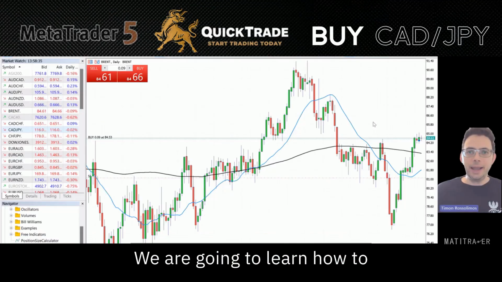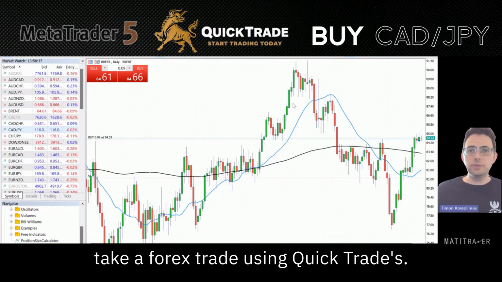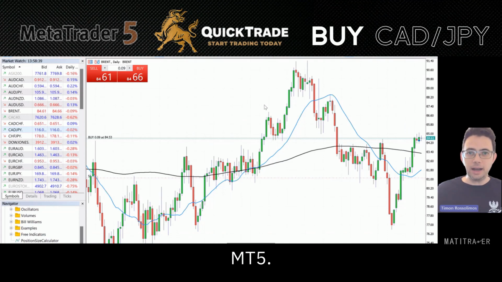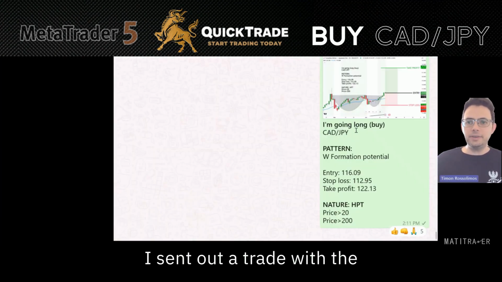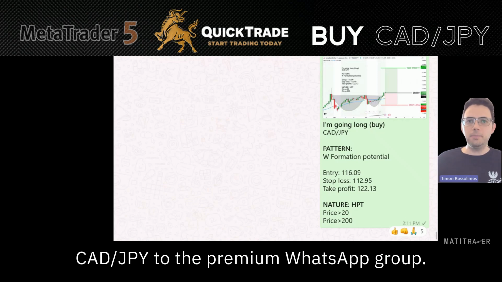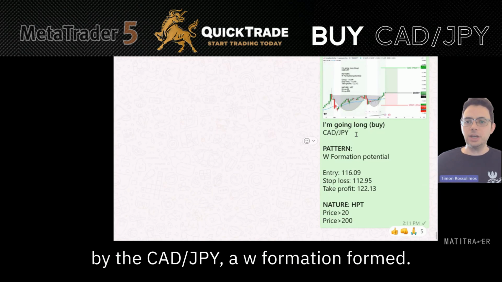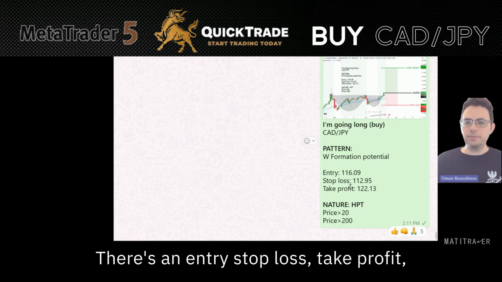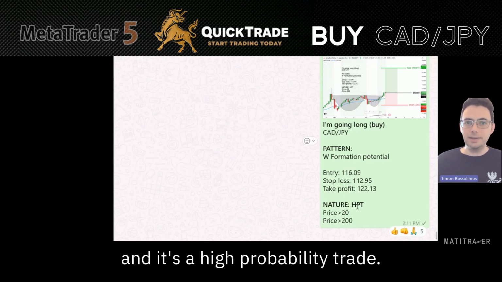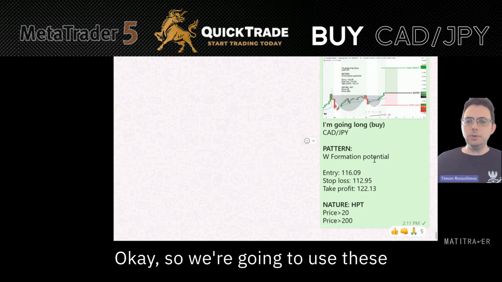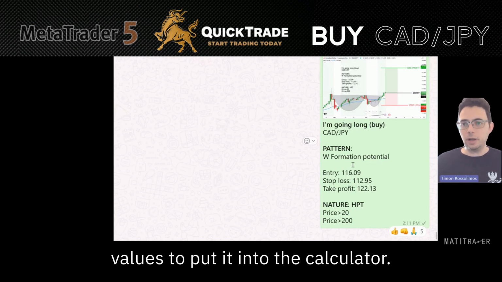We are going to learn how to take a Forex trade using QuickTrade's MT5. I sent out a trade with the CADJPY to the premium WhatsApp group. And as you can see, I'm going long on the CADJPY, a W formation formed. There's an entry, stop loss, take profit, and it's a high probability trade. Okay, so we're going to use these values to put it into the calculator.